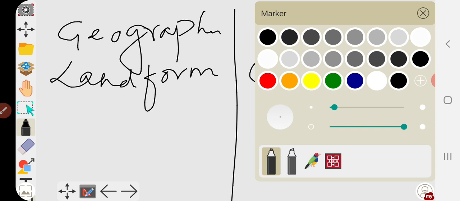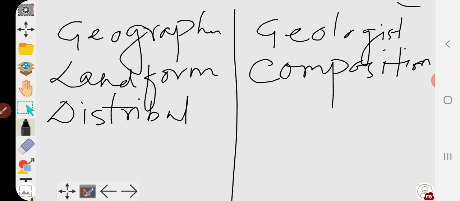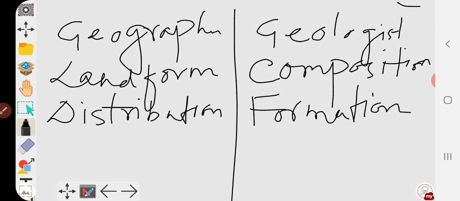Next, what is the basic difference? The basic difference is that geographers study the distribution, and geologists study the formation. And lastly, it is related to economic activities.